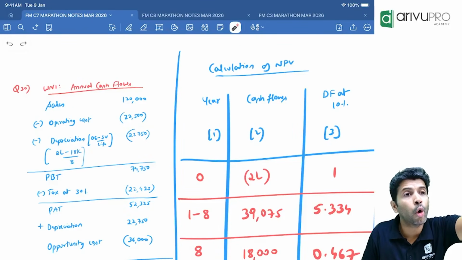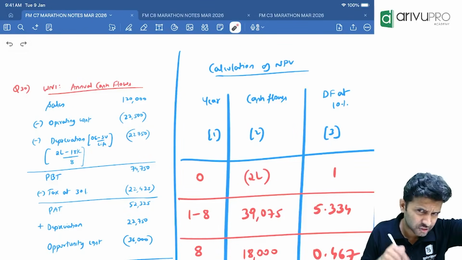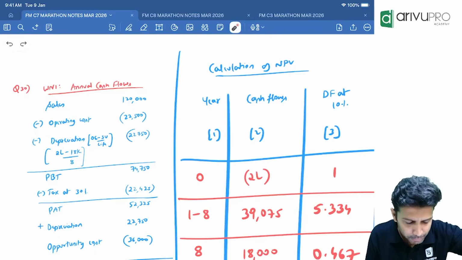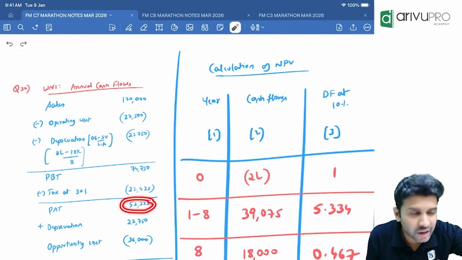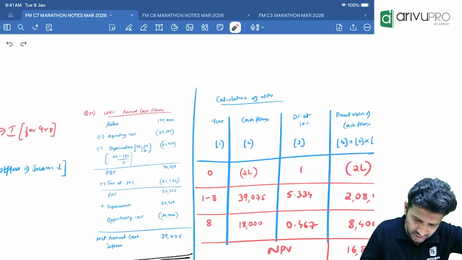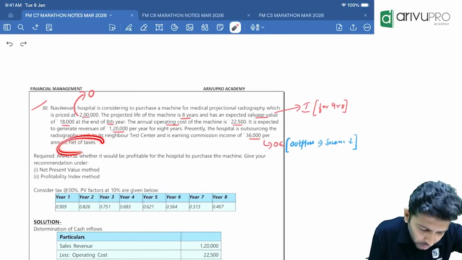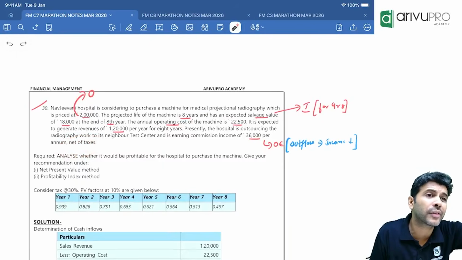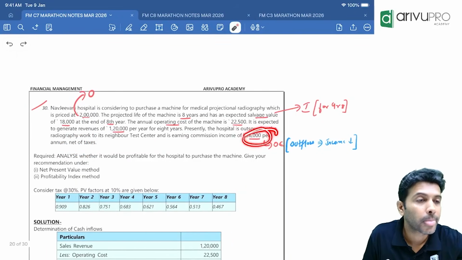And then opportunity cost. People, is this number on a before tax basis or after tax? Opportunity cost also should be on an after tax basis. Here, have they given opportunity cost after tax? Good. They have only given net of tax, which is after tax. How much is that? 36,000.